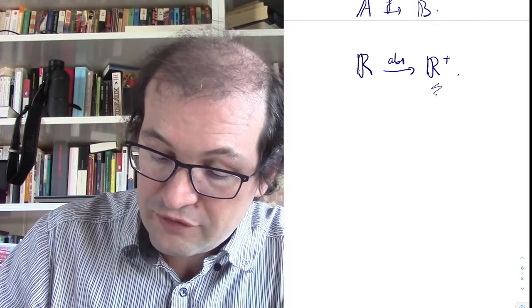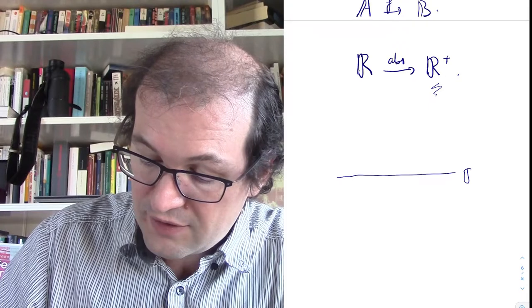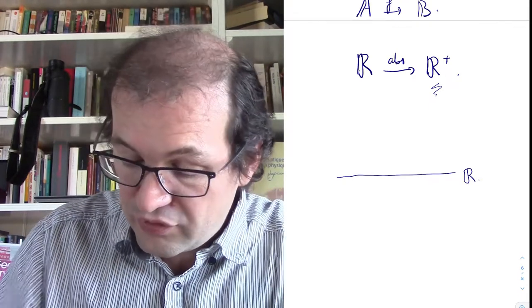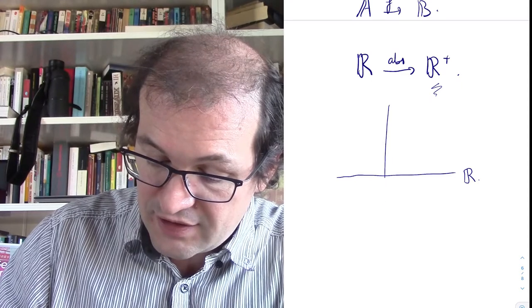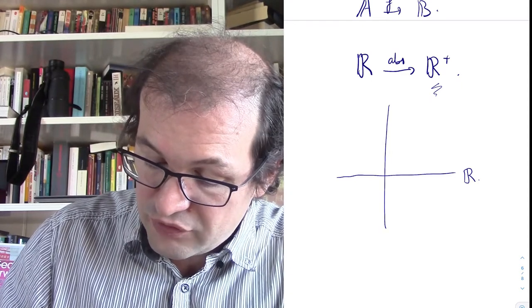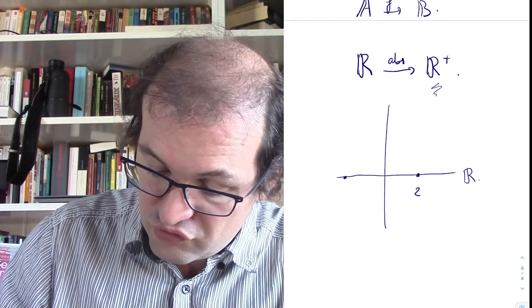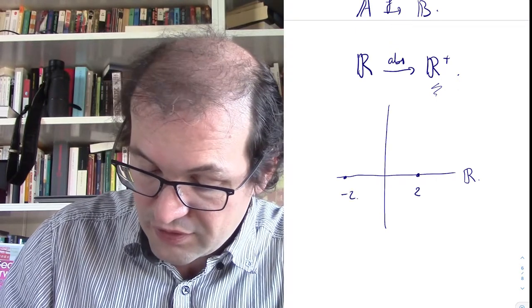So let's plot the graph of this. Given that this is a set of numbers, the usual way to plot a graph is to take an axis like this for this set, and for all the possible values that this function takes, so that would be, let's say, 2. Here we've got minus 2, yeah, it's a bit more, minus 2.5.